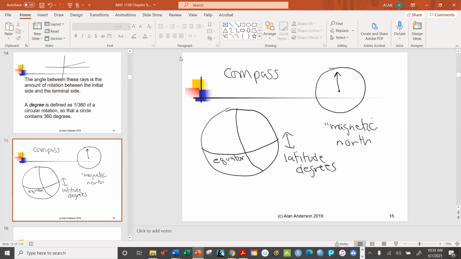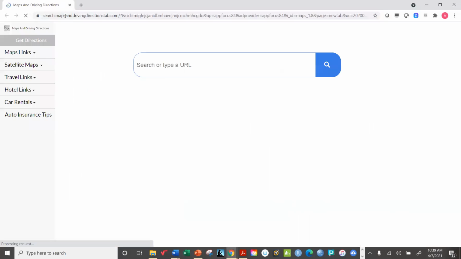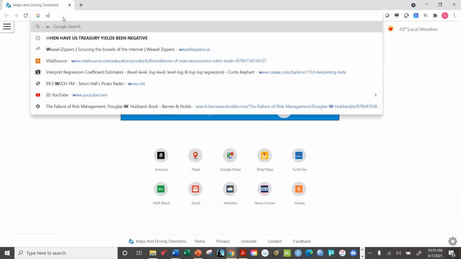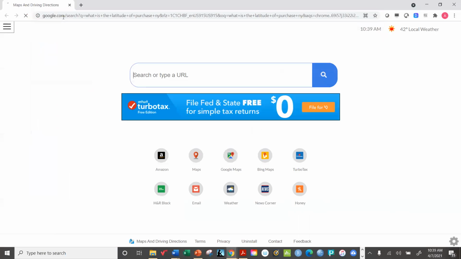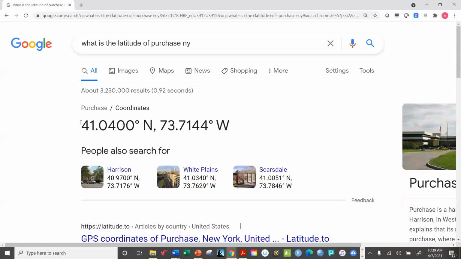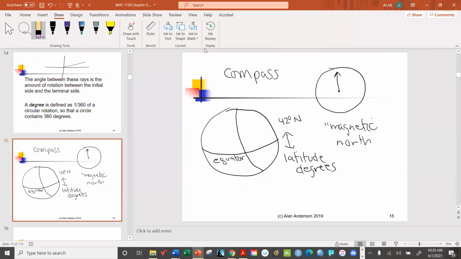So in New York right now, we're roughly at about 42 degrees north. I mean, we could double check that. Roughly, you can, believe it or not, go to Google and ask, what is our latitude? Okay, what is the latitude? Oh, there you go, 41. All right, 41 north. This western measure is different though. I'll get to that in a second. 41 degrees north. The equator is 0.